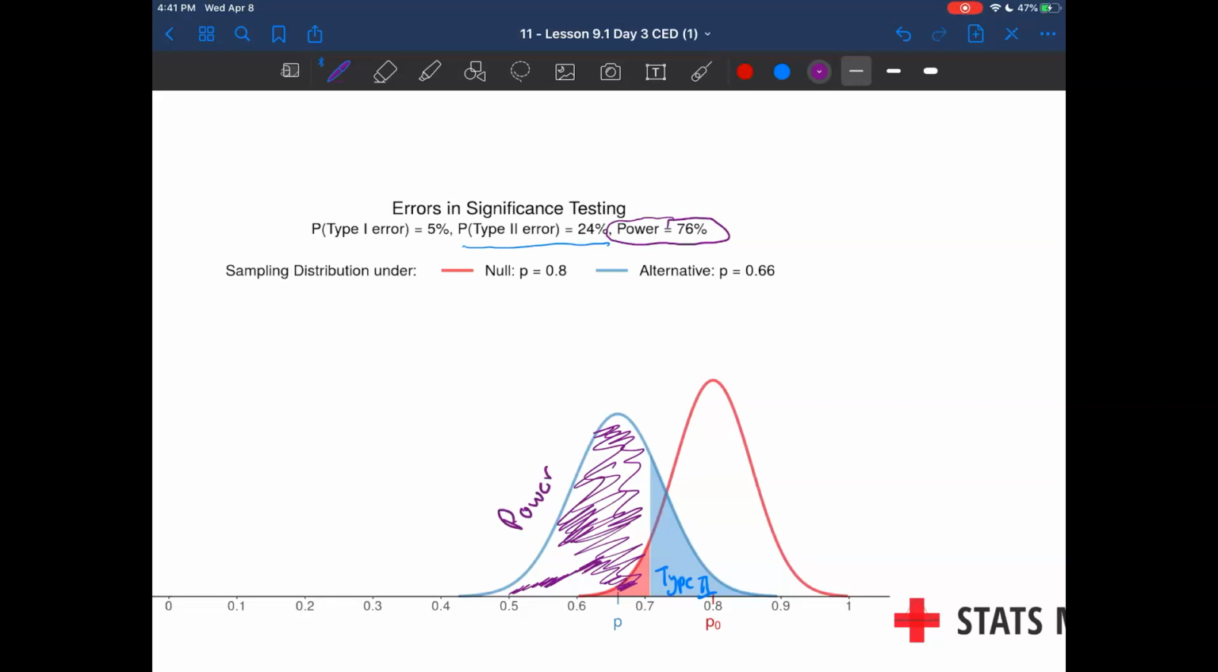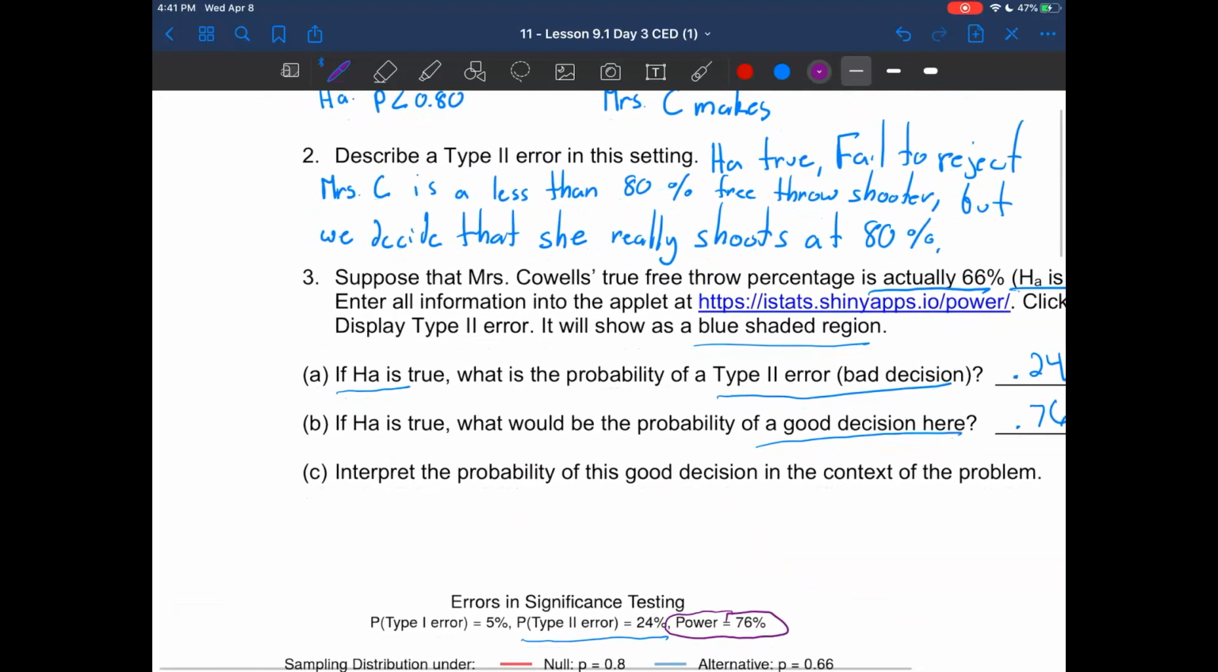Okay, so what we're going to learn today is that power is the probability that we make a good decision. We're going to reject the null hypothesis given that our alternative hypothesis is true. All right, so again, part B right here, this is the power. And if we think about it in terms of probability, it's the probability that we reject our null hypothesis given HA is true.